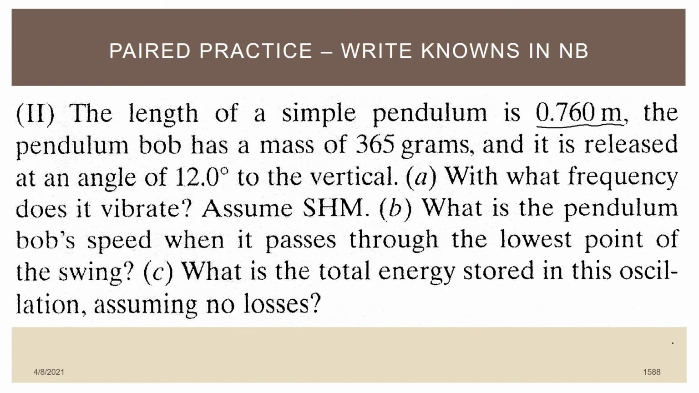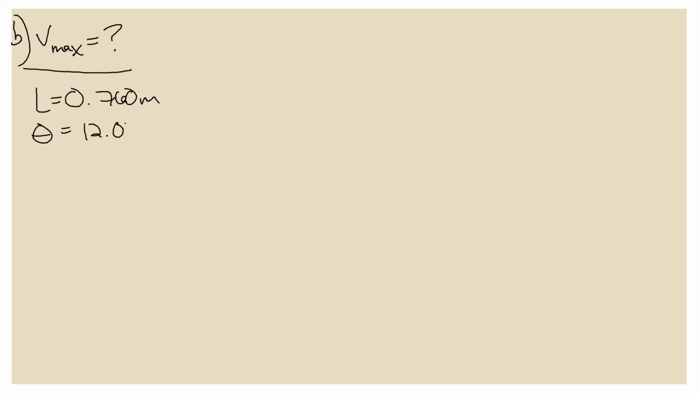Part B says, what is the pendulum bob's speed when it passes through the lowest point of the swing? So let's go ahead and do part B here. Now we're trying to find the max speed, V max. And so it should be clear to you here that the length of the pendulum is going to end up being something that's important. So that's 0.760 meters. As it turns out, the angle, 12 degrees, is also important. And we could write down the mass here. Remember, they said that was 365 grams, so we'll call that 0.365 kilograms. And we're looking for our V max, as we said.